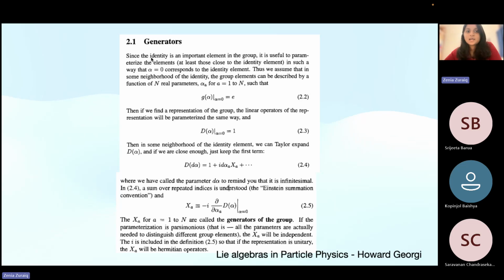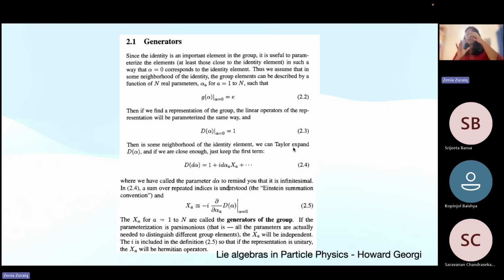Since identity is an important element of the group, it's useful to parameterize the elements close to the identity in such a way that alpha equal to 0 corresponds to the identity element. So we are assuming that the group depends on a smooth continuous parameter alpha. Then we assume that in some neighborhood of the identity, the group elements can be described as a function of n real parameters alpha a, for a equal to 1 to n. If we find a representation of the group, the linear operators will be parameterized in the same way in some neighborhood of the identity element.